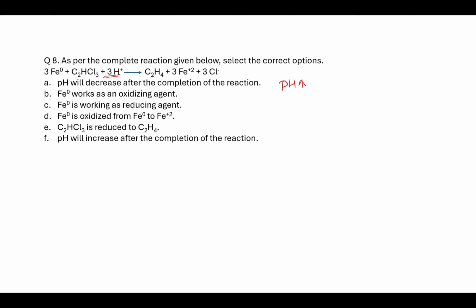Next is Fe0 works as an oxidizing agent. Let's see what is happening to Fe0. Fe0 is going to convert to Fe2 plus and it is giving out 2 electrons. So here we can see that oxidation of Fe0 is taking place. Since oxidation is taking place, it will be a reducing agent, not an oxidizing agent. And this overall reaction is the oxidation reaction.